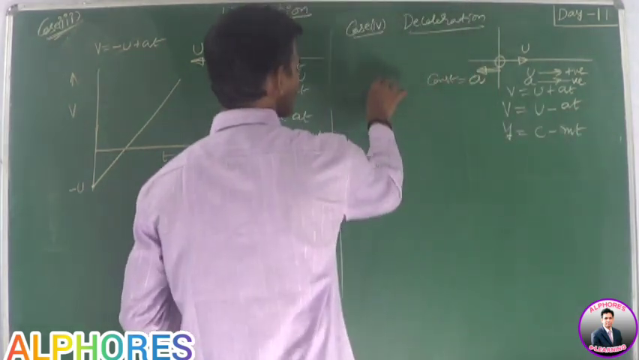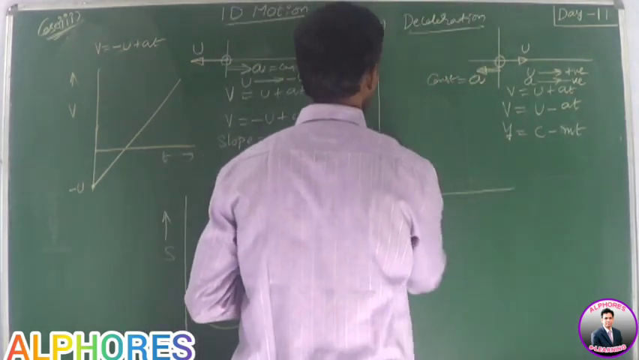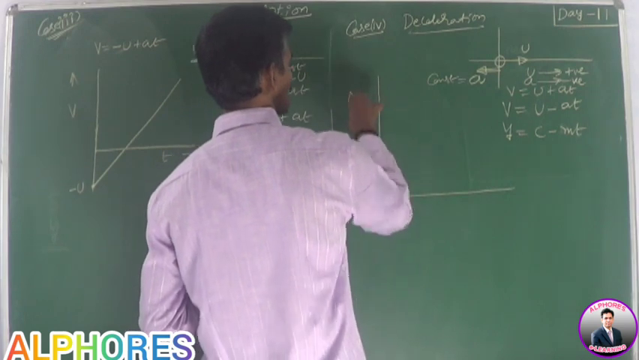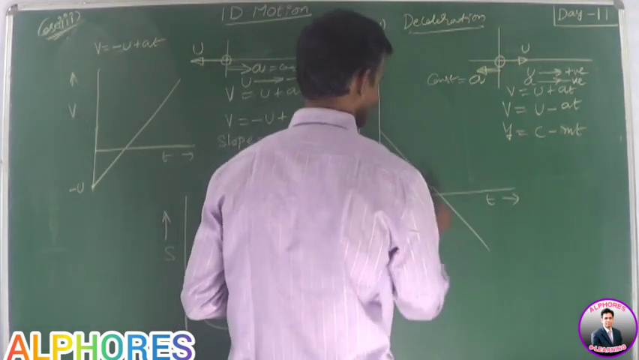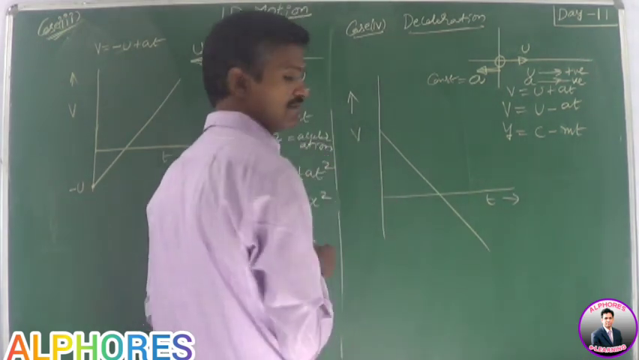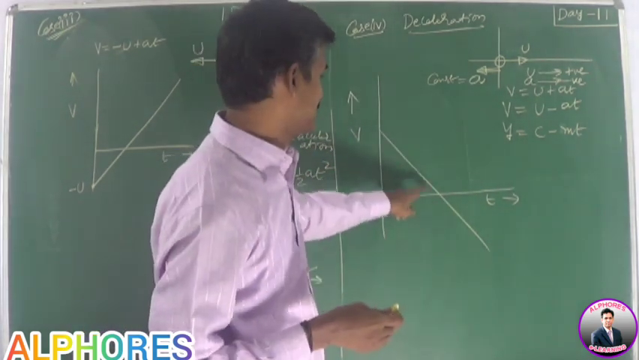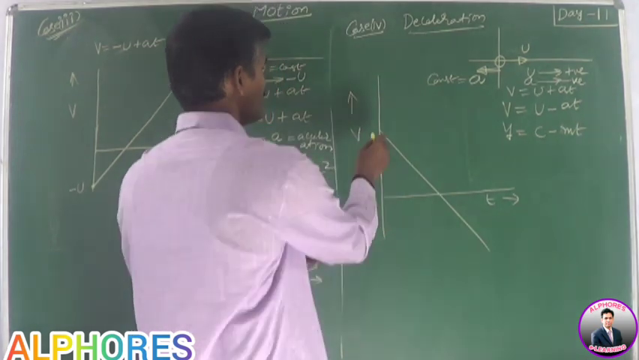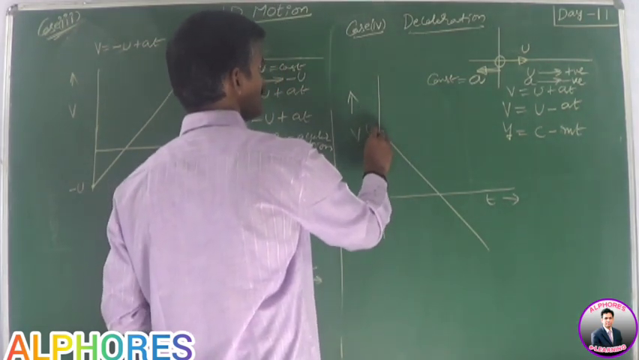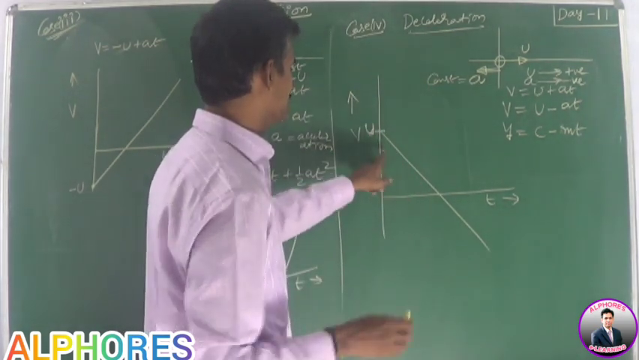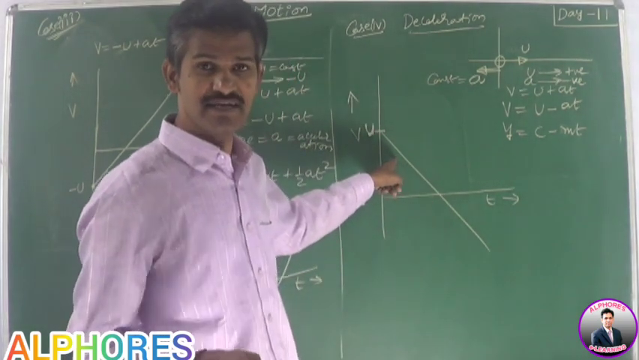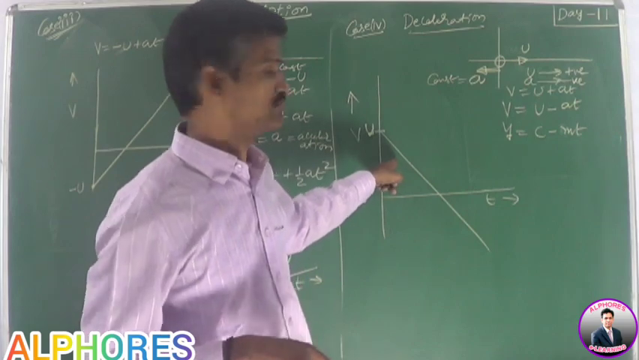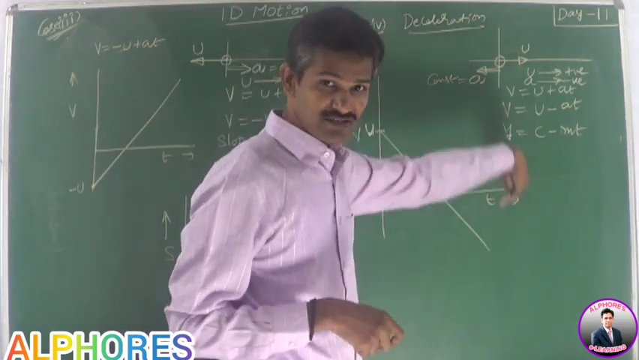So if we draw a graph between velocity and time, the graph is like this. This is the velocity time graph. Here we have the initial velocity, and the slope of this line is negative. That negative slope gives the acceleration, or deceleration, of the body.